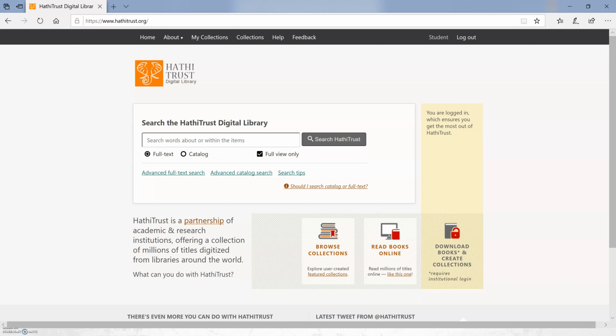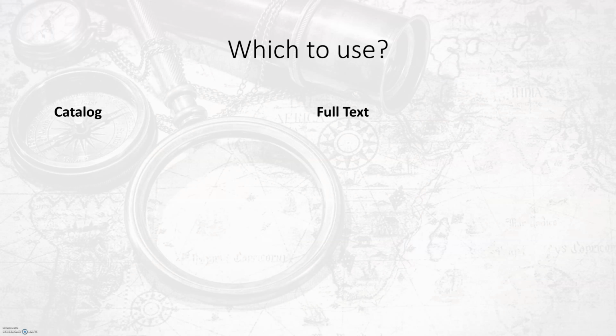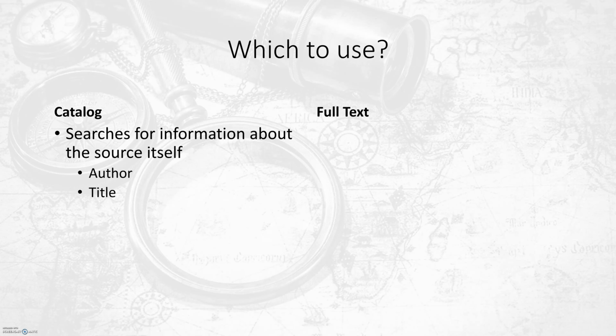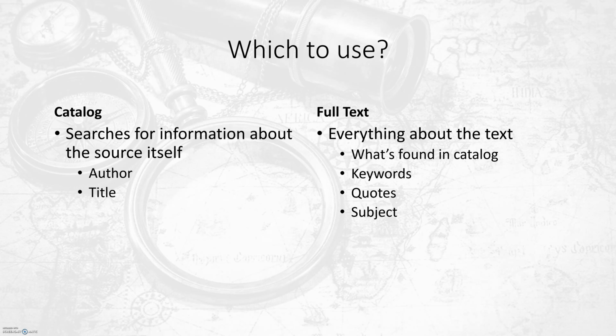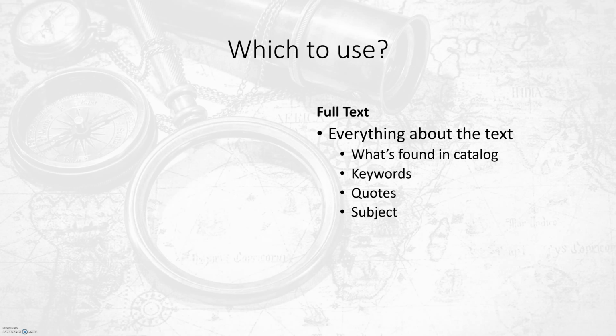When you look at the search input field, you'll notice that there are two radios that you can select. The first is full text. The second is catalog. So, how do you know which one to use? Well, it depends on what you're trying to find and what information you already know. The catalog search field looks for things like title, author, etc., while the full text search looks for everything in the catalog search plus items within the text itself, like keywords or quotes. We're going to spend most of our time focusing on full text.